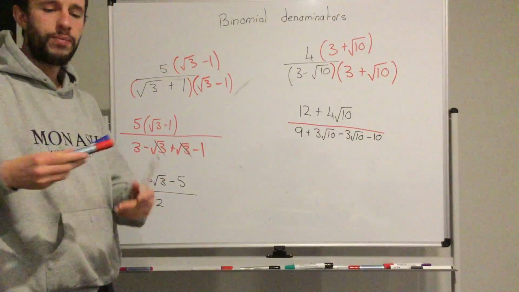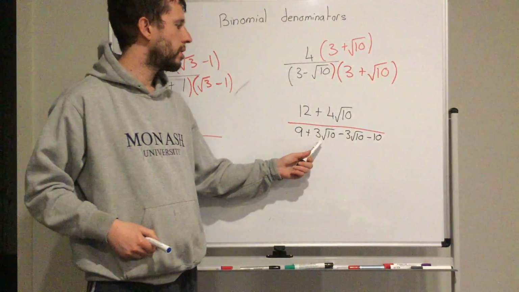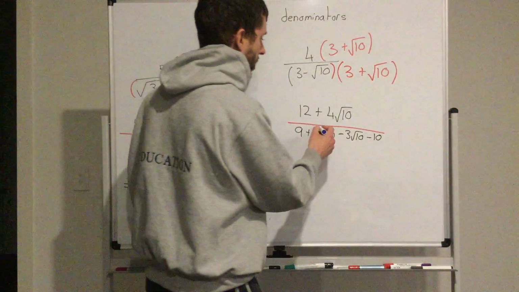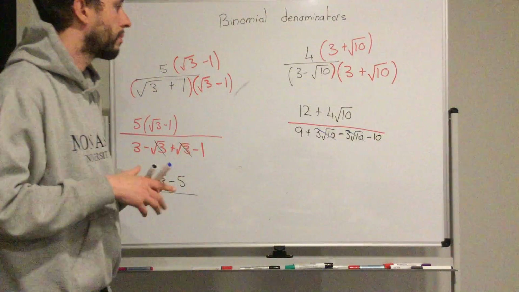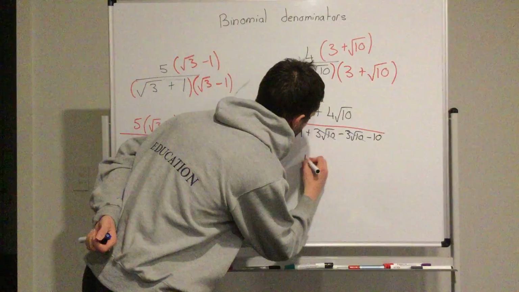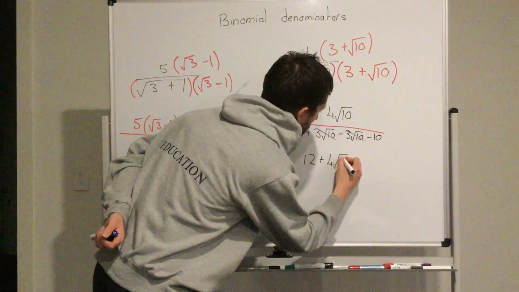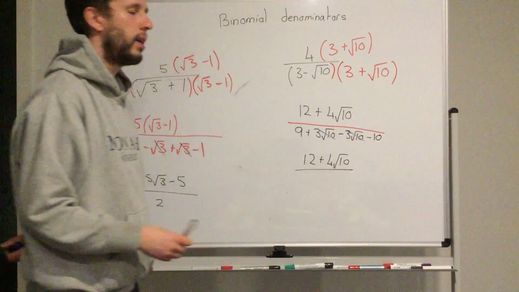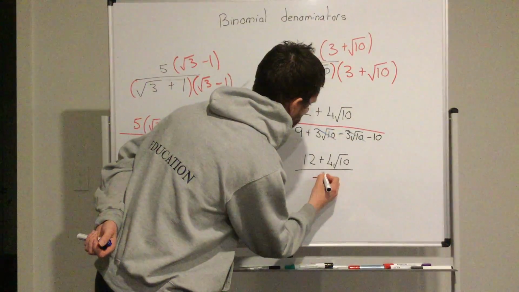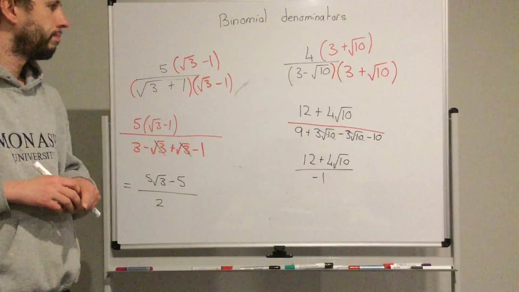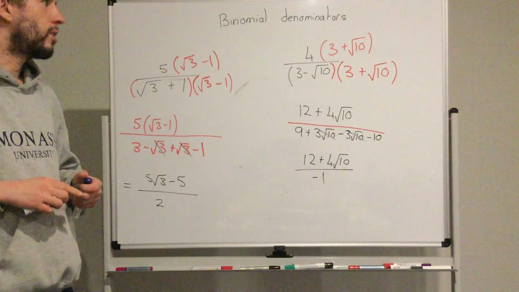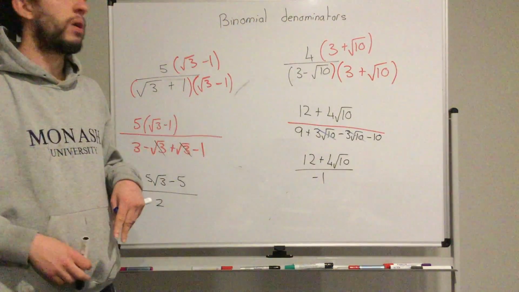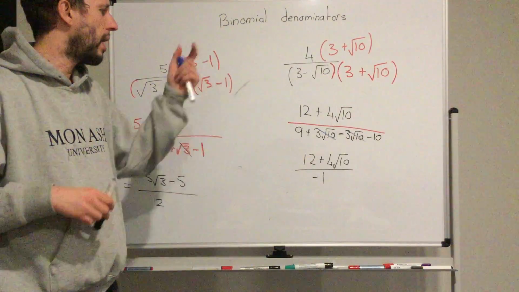So I can simplify. First thing I'm thinking about, if I've got a positive 3 square root of 10 and I'm taking 3 square root of 10 away, they cancel out. So that leaves me with 12 plus 4 square root 10 over 9 take 10. 9 take 10 equals negative 1. The next thing I'm going to think about is, if I'm dividing by 1, it doesn't really do anything. It's just having a negative.